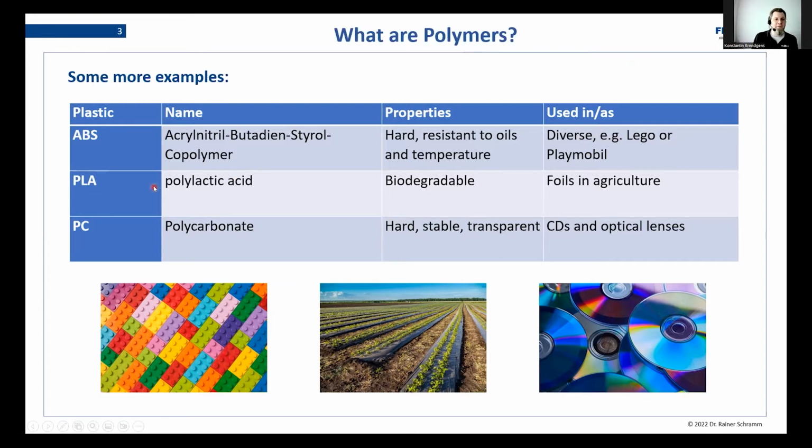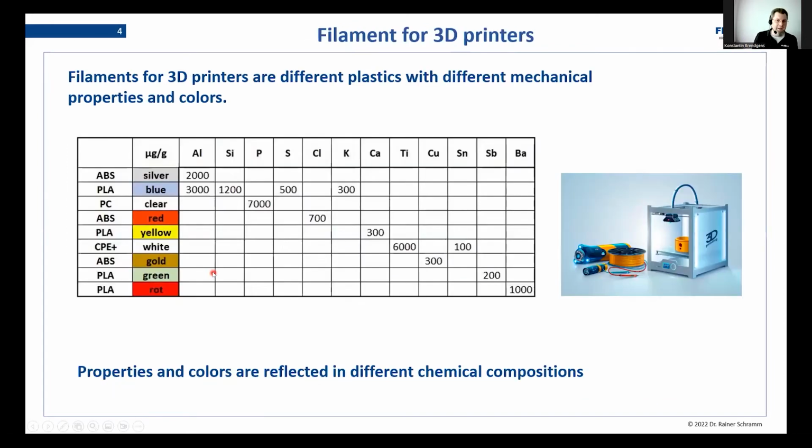Another interesting one is polylactic acid, because they are biodegradable. So they are used in agriculture as films, and they can actually stay on the field because they biodegrade. Polycarbonates, you've probably seen compact discs, even though they are kind of dying out and replaced by streaming services. But again, this one is a very hard, stable, transparent one. So even lenses can be created from them, or for example, the glasses you wear for your vision can also be made from polycarbonates.